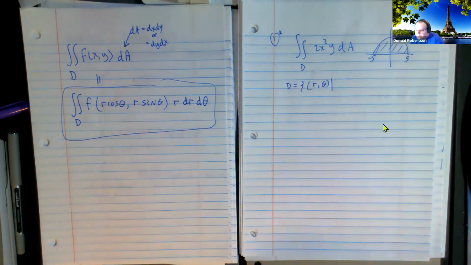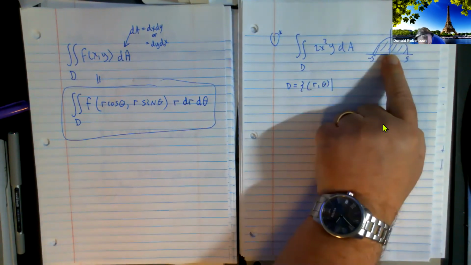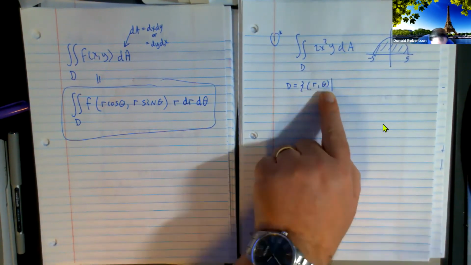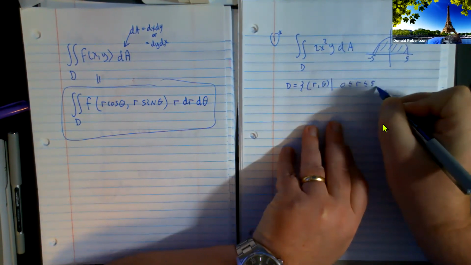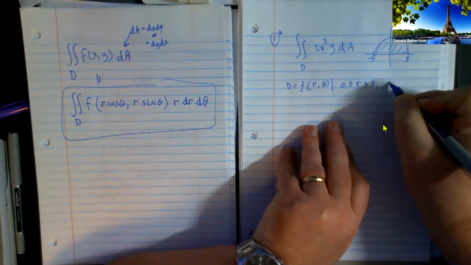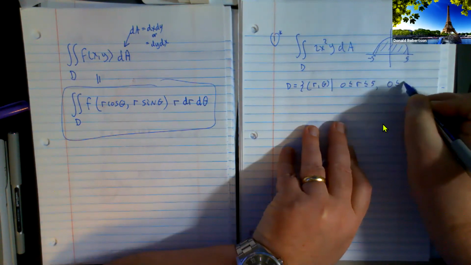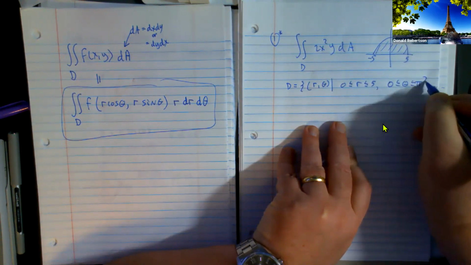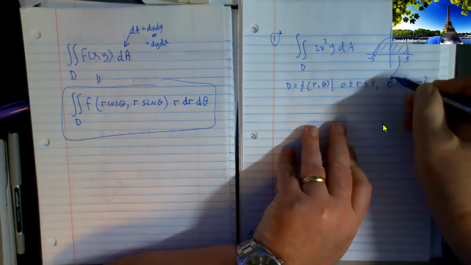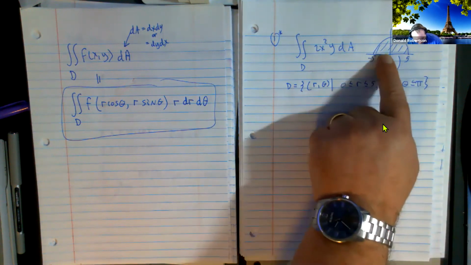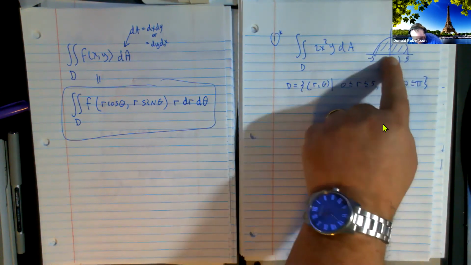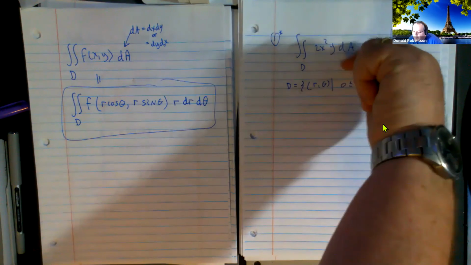There we go. So this region is now going to be using r and theta. The r values are from 0 to 5. And the theta in this case is from 0 to pi. Are we comfortable about the polar version of that region? R goes from 0 to 5, and theta goes from 0 all the way around to pi.